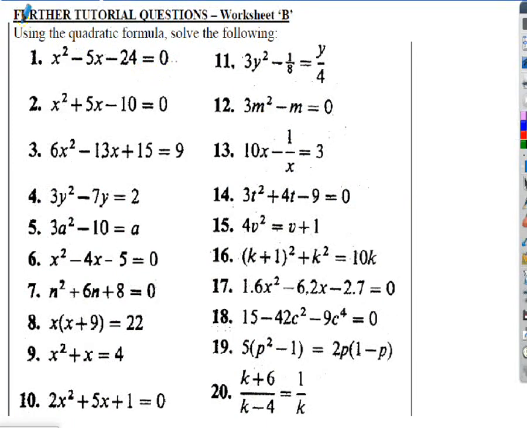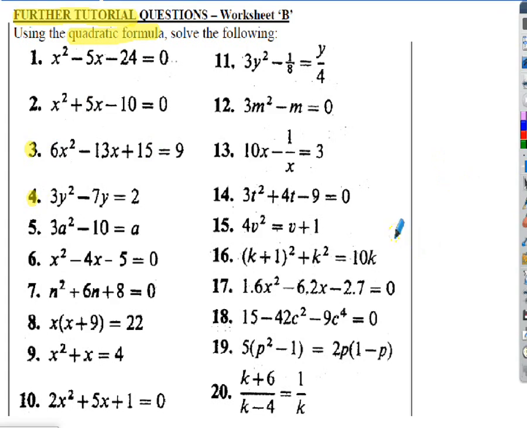I will leave you with some further tutorial questions related to use of the quadratic formula here. So try and solve all of these using the quadratic formula. Be careful, not all of them are in the correct format to begin with. For example, I can see question 3 needs to be rearranged, question 4 and so on. So be very careful of that. I would encourage you to stop the presentation and attempt these questions now.